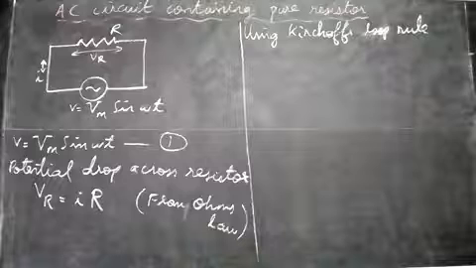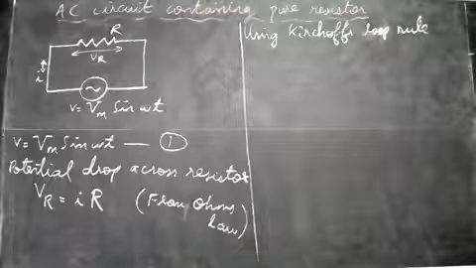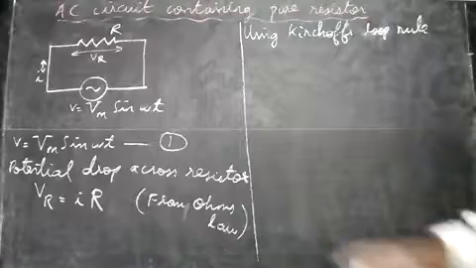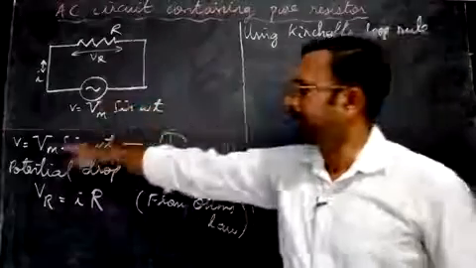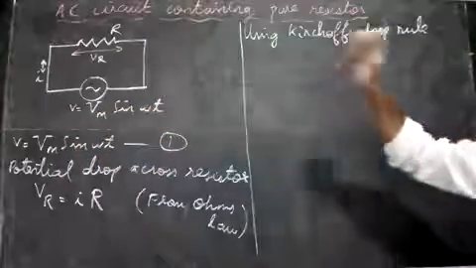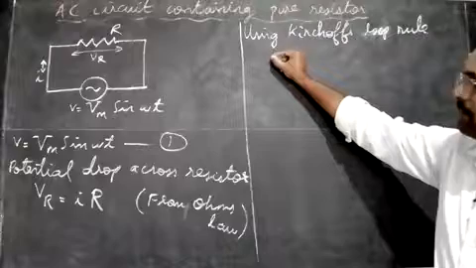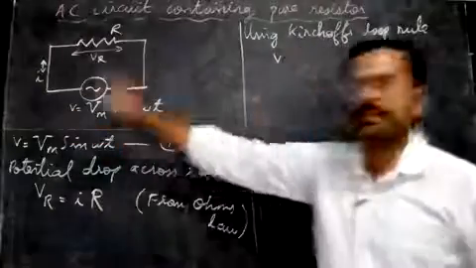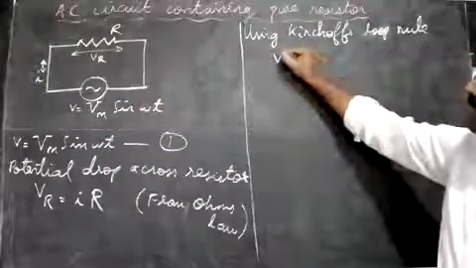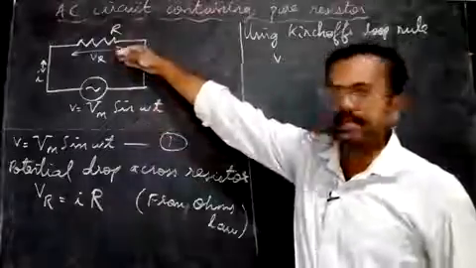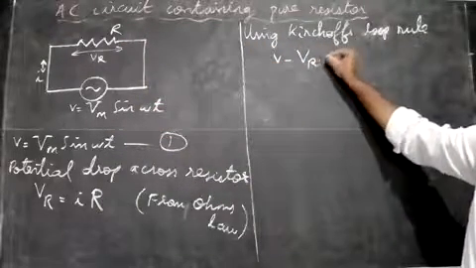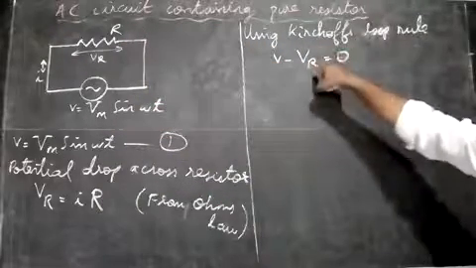It states that the algebraic sum of the potential differences in a closed circuit is 0. Let's see this now. The potential difference given by the source is V, and that will be used by the resistor, so minus VR, and that is equal to 0. That's the algebraic sum equal to 0.